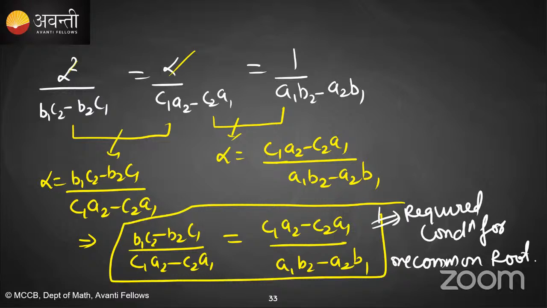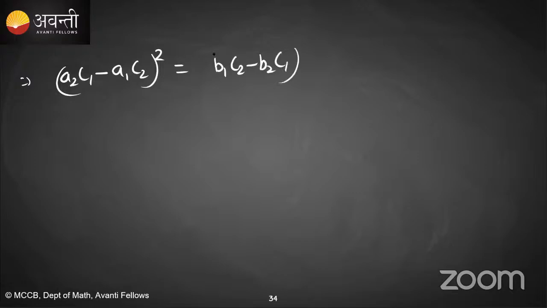Is this clear, everyone? So look, the problem is that such a complicated expression cannot be remembered, right? So now we have to use some trick to remember it. For that I was telling you, cross multiply once, okay? So what will you get? After cross multiply you will get A2 C1 minus A1 C2 whole square is equal to B1 C2 minus B2 C1 into A1 B2 minus B1 A2. Is this clear?